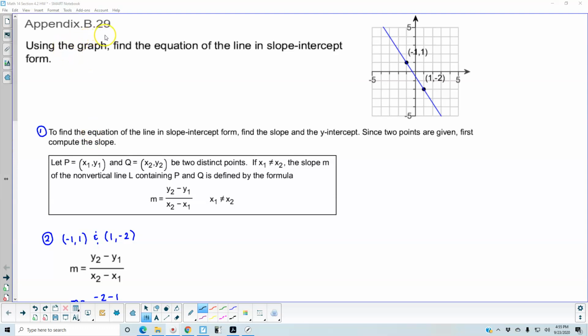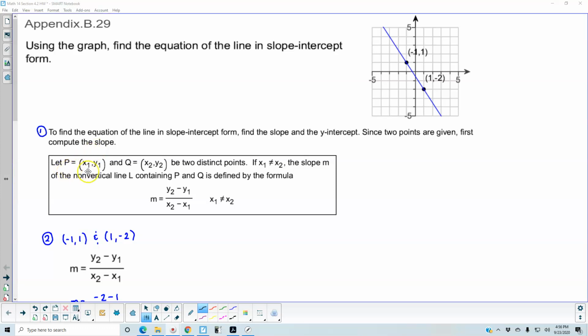Appendix B, 29, we're using a graph to find the equation of a line in slope-intercept form. So here is the graph that's given. Now, to find the equation of a line in slope-intercept form, we need to find the slope and the y-intercept. Since 2 points are given, first compute the slope.